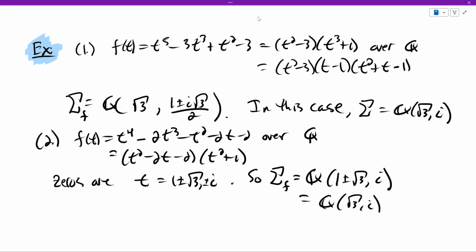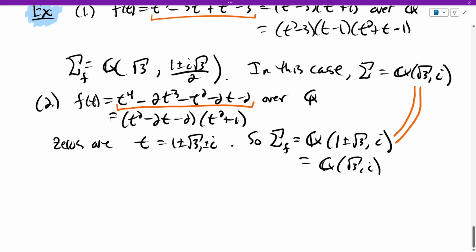And notice something. These guys are just equal. The polynomials that they came from are different. These polynomials are clearly different. They even have different degrees. And yet the splitting fields that we got are equal. Okay? So it's not necessarily the case that the association from polynomial to splitting field is a one-to-one correspondence. Many polynomials will have the same splitting field in general.